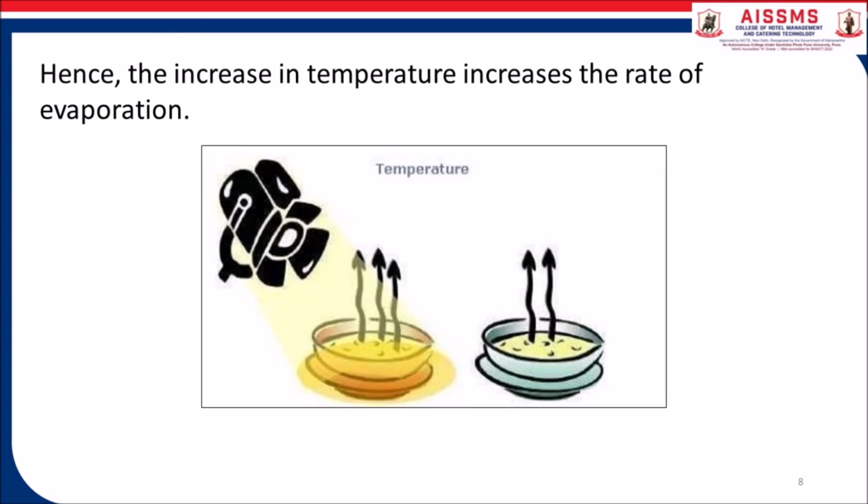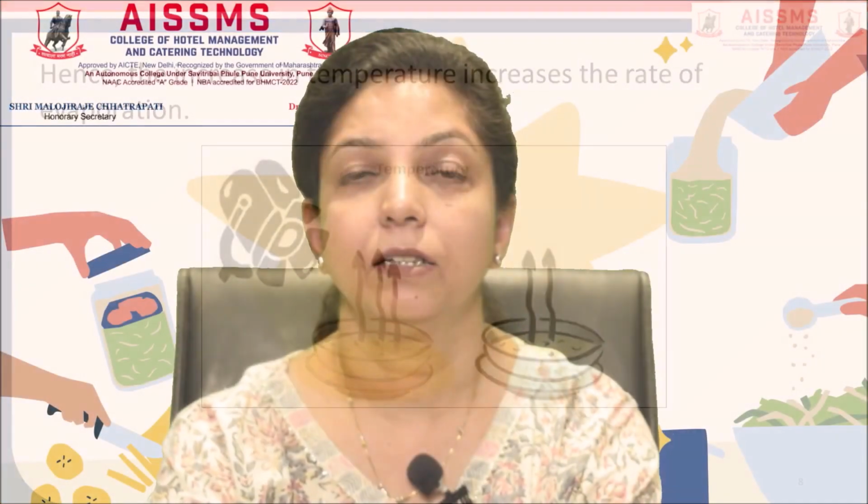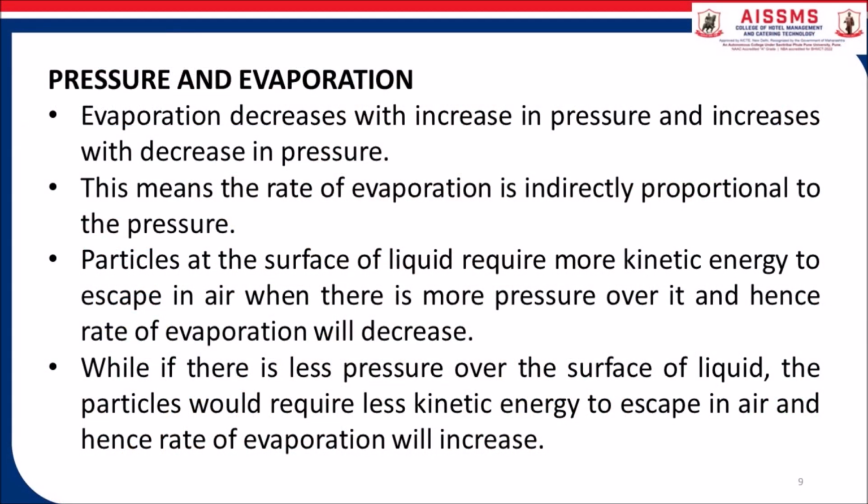You can see that the temperature difference in the adjoining figure will show that the rate is faster when the temperature is higher. Moving ahead, what is the correlation between the second factor, that is the pressure, and the rate of evaporation? So, evaporation decreases with the increase in the pressure and it increases with the decrease in the pressure. That means it is inversely proportional.